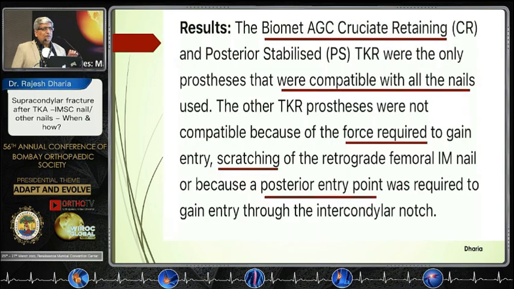Now, some of the results said that the Biomet AGC cruciate retaining and the posterior stabilized were the only components which were compatible with all the nails. The other TKA prostheses are not compatible because of the force required to gain entry, scratching of the femoral nail, and the posterior entry point to gain entry into the notch.